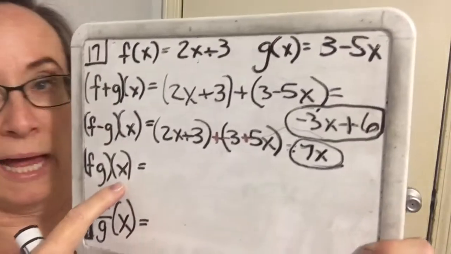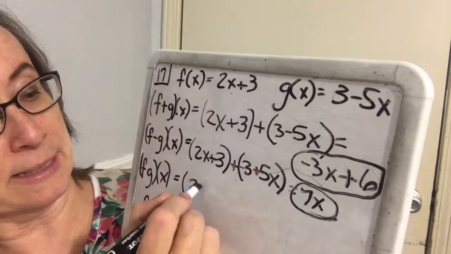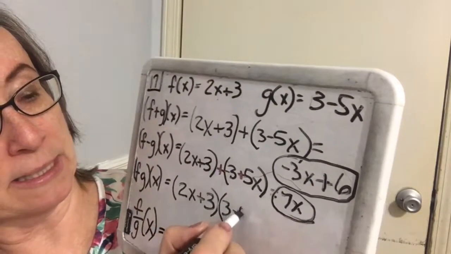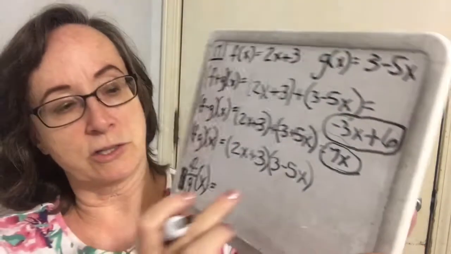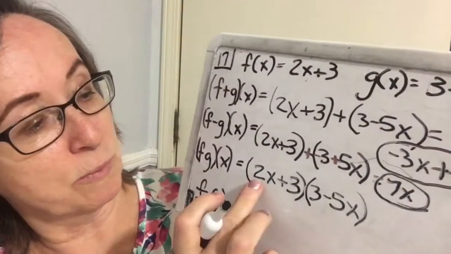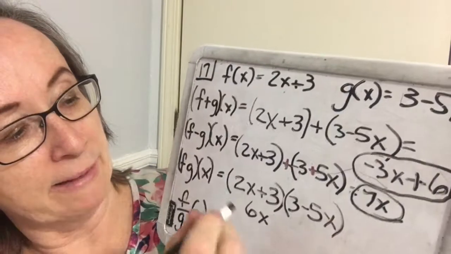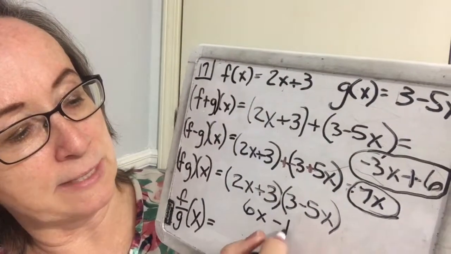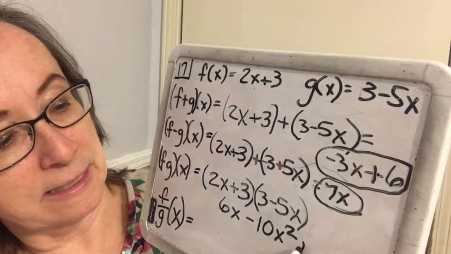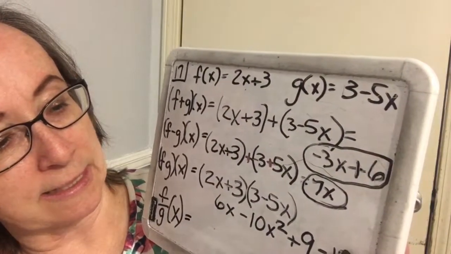So now we're going to multiply them together, and we're going to have to FOIL. So we have 2x plus 3, and then times 3 minus 5x. We could turn that one around if we wanted to, but we don't have to. We're still going to get a good answer. So we're going to get 2x times 3 is 6x. And then the outside would be a negative 10x squared. The inside is 9. And the last is negative 15x.